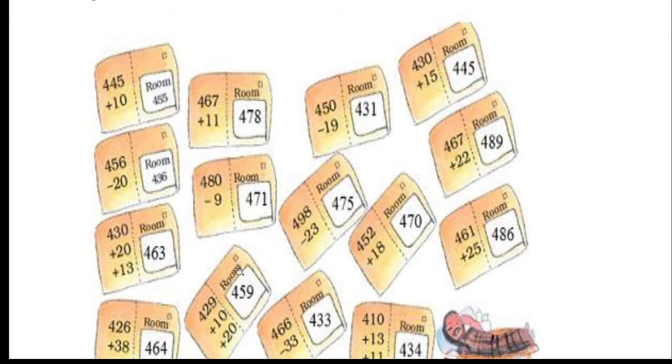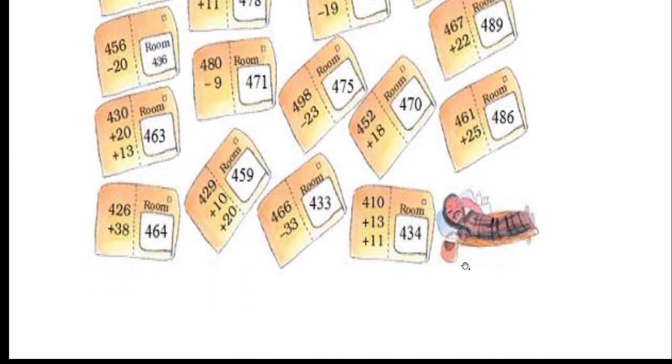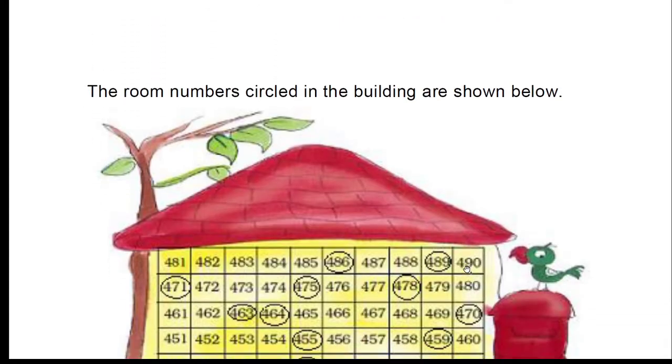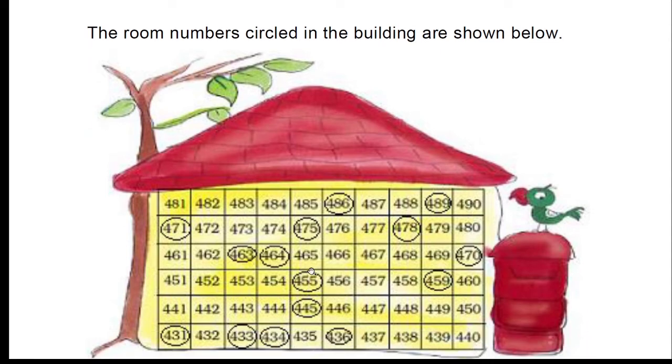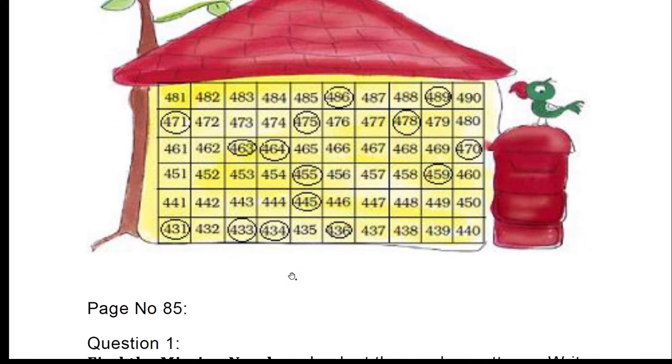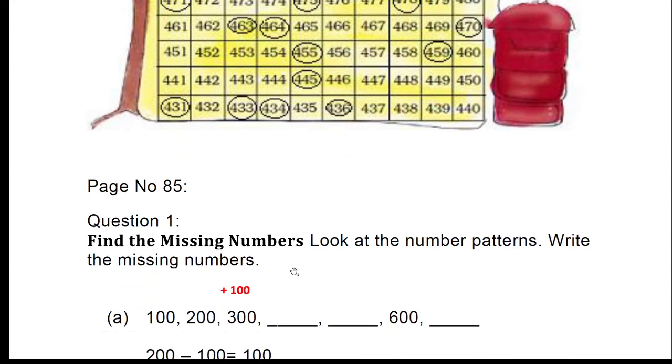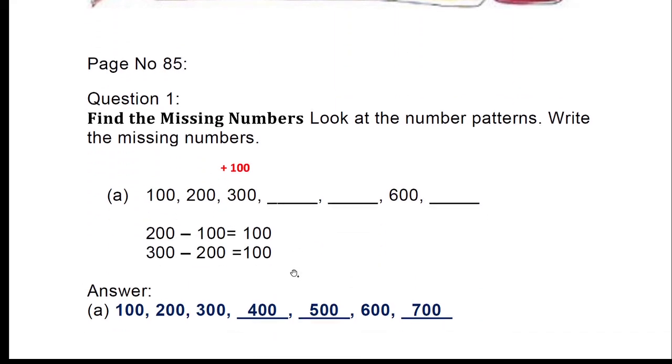Okay, here you can see different types of room numbers are present. So after doing calculation, what you have to do, you have to circle the correct room number in this building. Okay, so here you can see red color circle. What you have done here, you have circled the correct room numbers. Now moving to the next question, find the missing numbers.